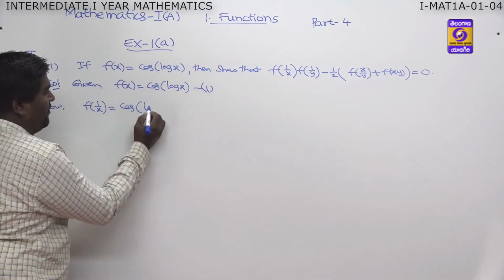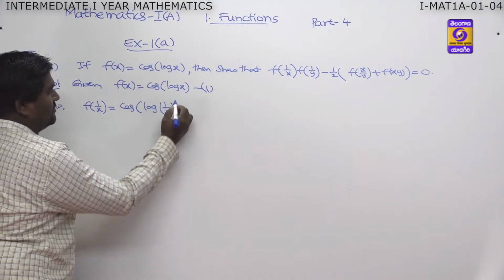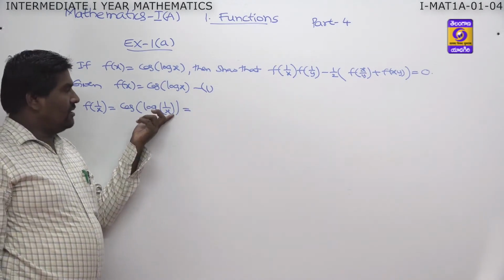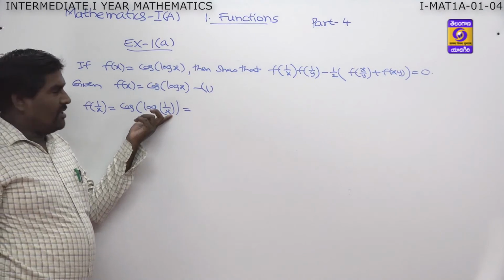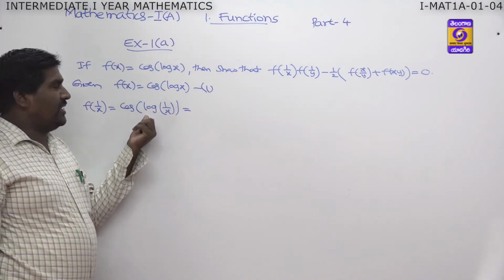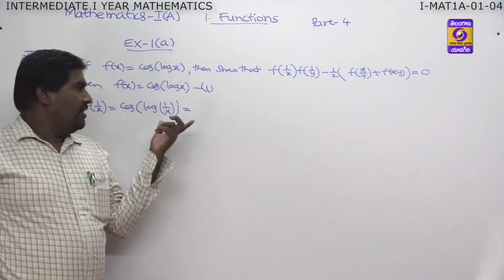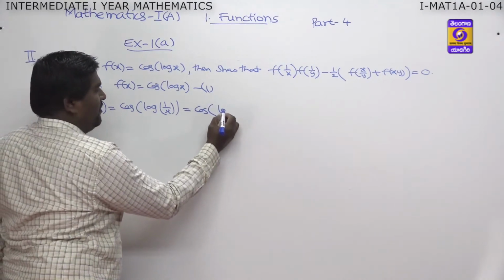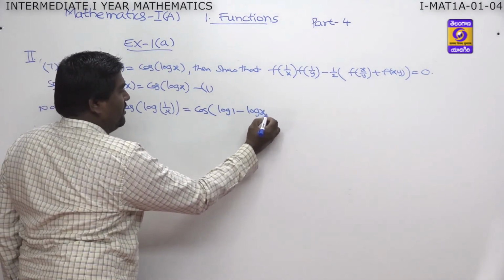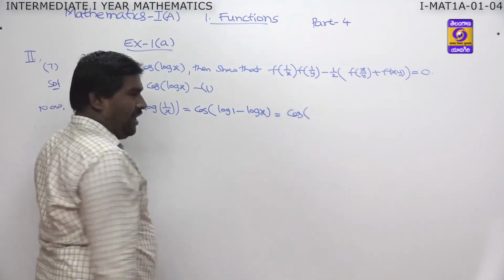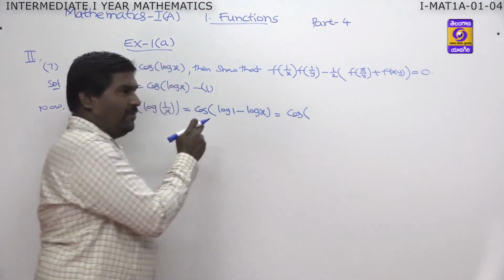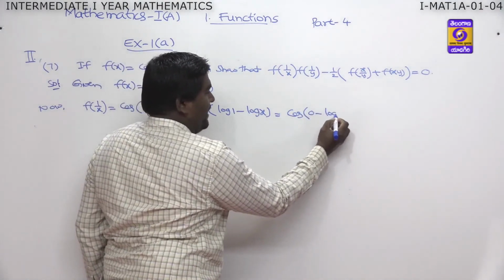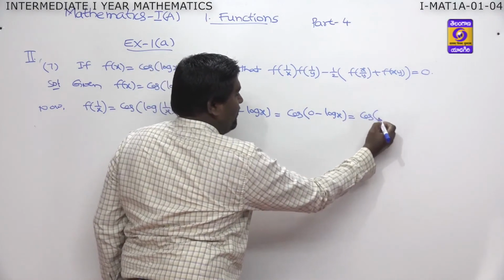cos of log of 1 by x. Recall the knowledge about logarithms. It is of the form log of a by b. Formula is log a minus log b. So it is cos of log 1 minus log x. The logarithm value of 1 is 0. So 0 minus log x, cos of minus log x.